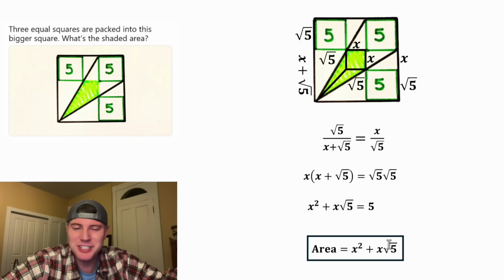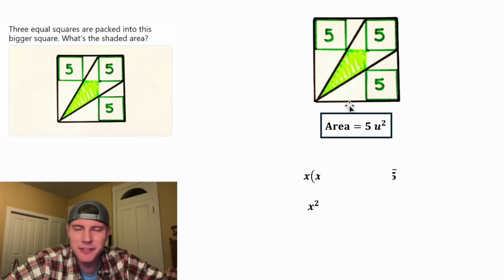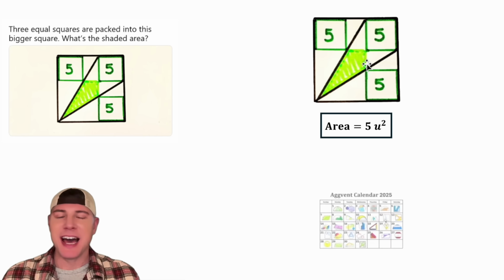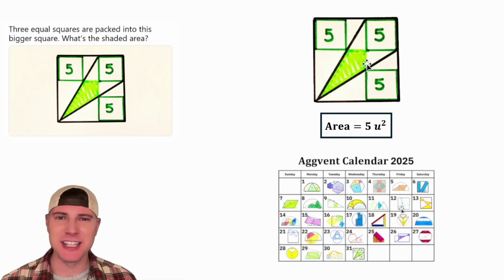But x squared plus x root 5 is also equal to our area. So in the place of this, let's substitute 5. Let's give it a label of square units and tighten the box. And this is the answer to our question. In this given diagram, with each of these squares having an area of 5, the area of this region will also equal 5. How exciting. And that is the end of the 2025 Advent calendar. It was way more challenging than I expected and took me longer than I planned, but we did it.